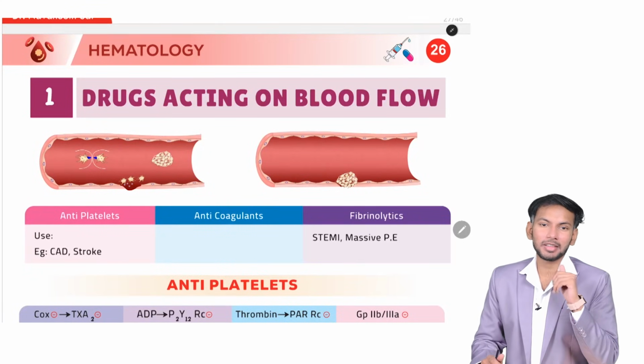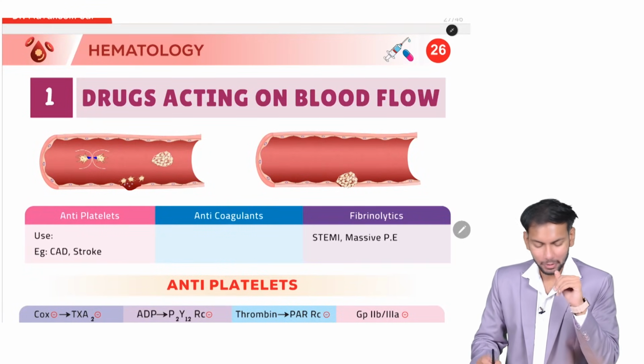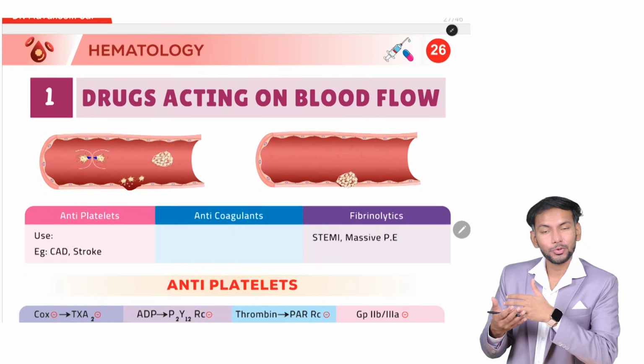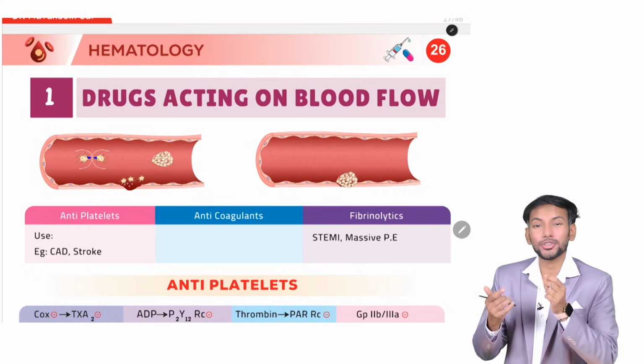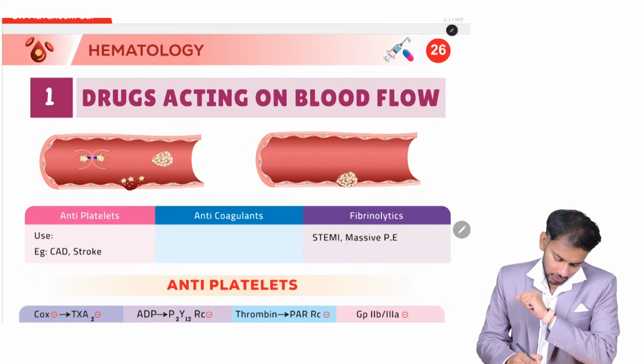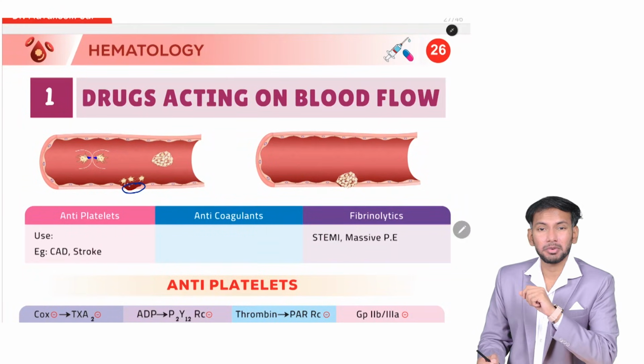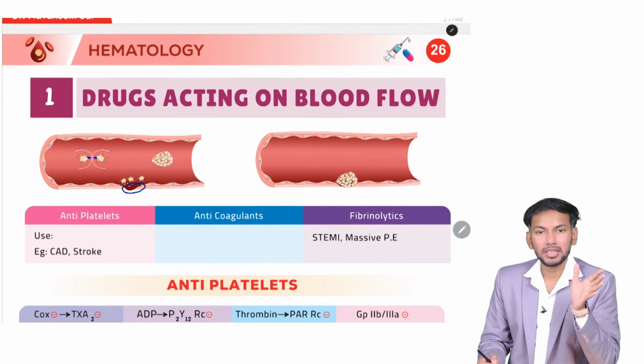Now we are going to start with hematology. The first chapter in hematology is the drugs acting on the blood flow. Now, as you know, if there is any injury to the blood vessel, what will happen? The platelets will come and try to form a clot or a thrombus.